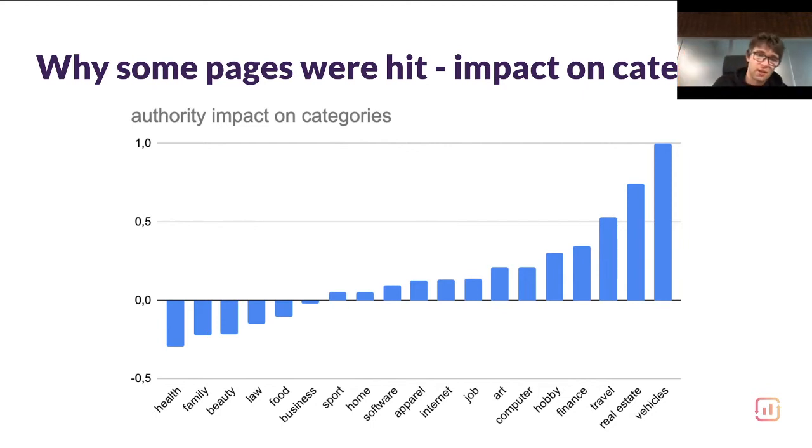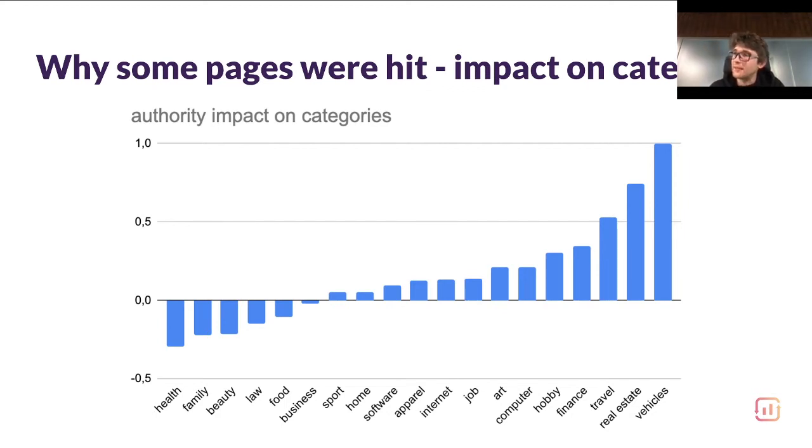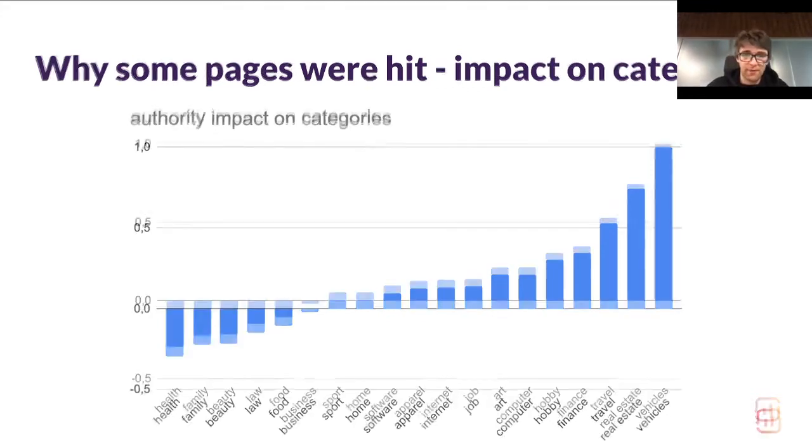Maybe they pushed too much on the authority in those niches, but when we take a look at the right hand side of the chart, we'll see niches that were really affected with the authority factor. And in vehicles, real estate, travel, finance, hobby, computer art, there was a massive hit on those keywords, and high authority pages kicked the smaller sites from the SERPs, from the top 10. And that means that Google is trying to, well, I think that they are trying to include the authority factor in more and more niches, but they are retreating a bit from the health, beauty, law, business, as they probably leveraged the authority too much in the previous updates. That's what I think about it.